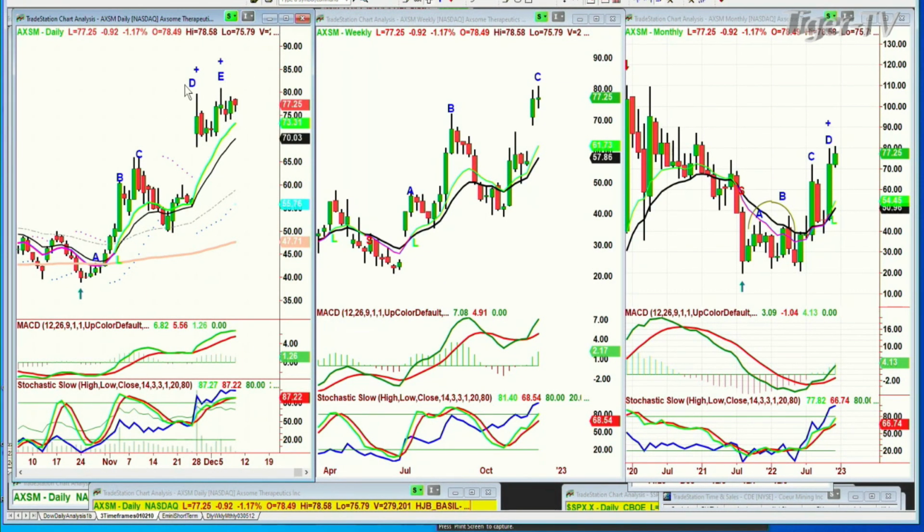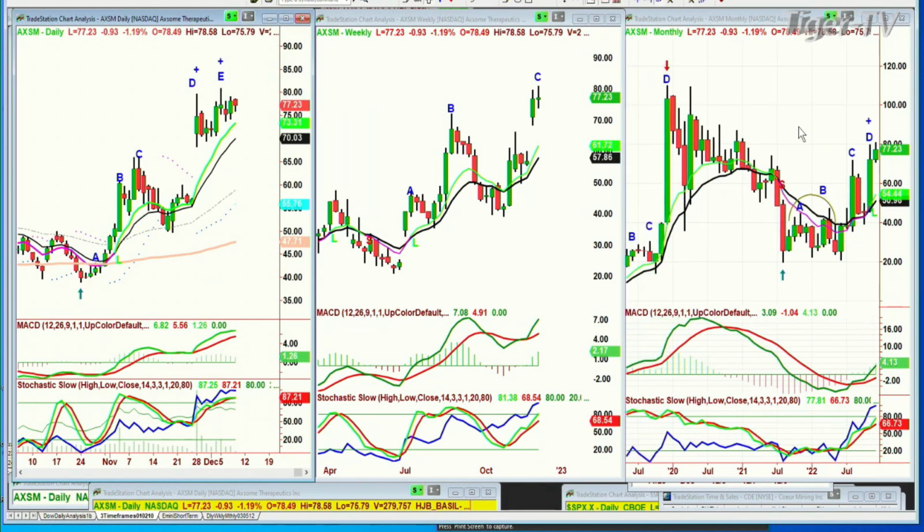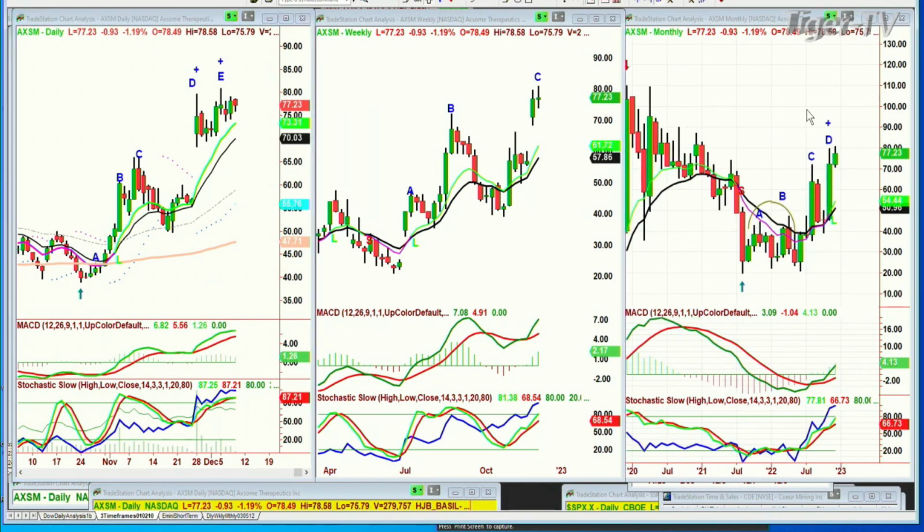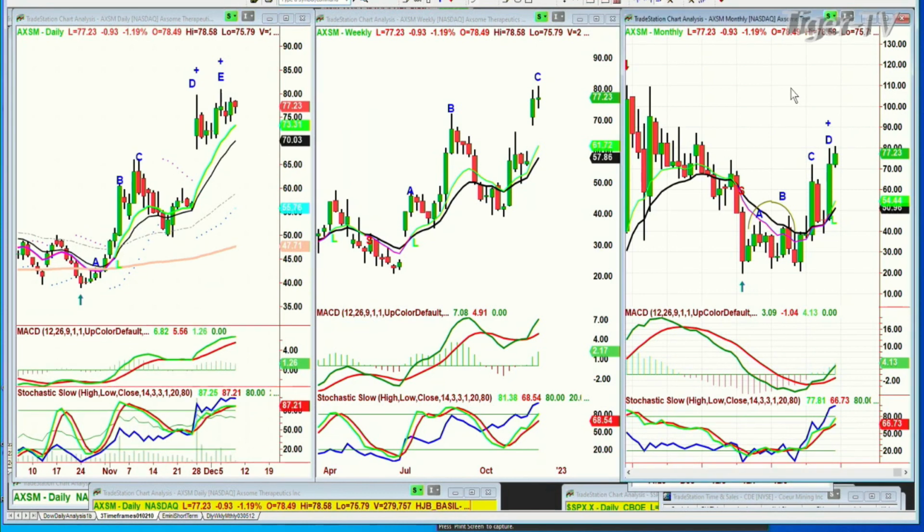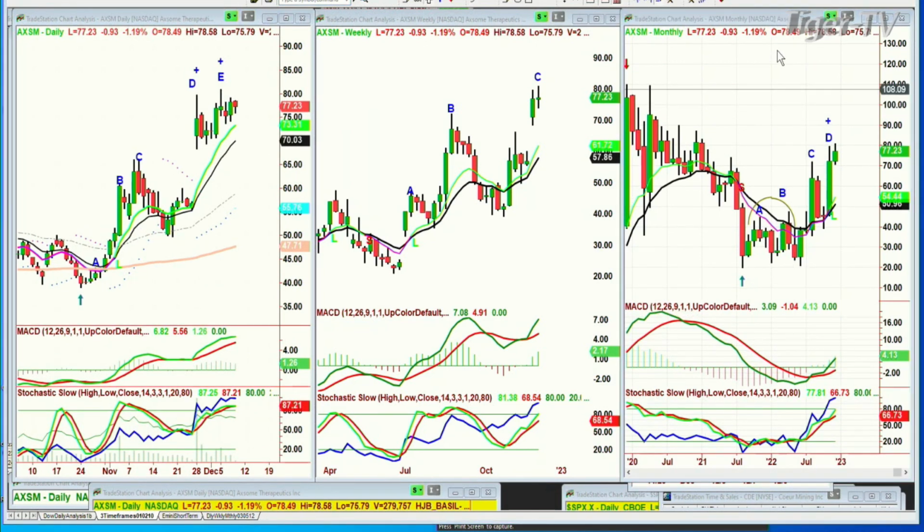AXSM is Axsome. I can never read this one. And I thought I typed it in. I didn't. I should have while I had the chance. Let's just see what it says. It's just very tiny. It's not that I can't see it. Axsome, that's it. Axsome Therapeutics.